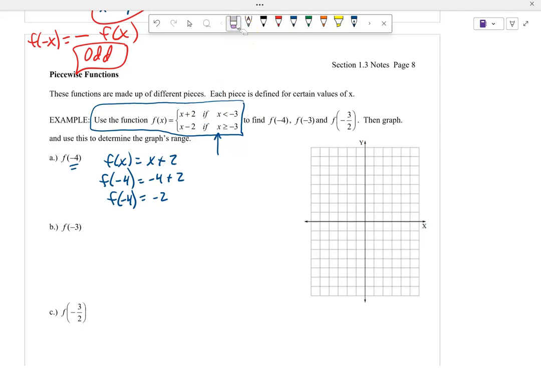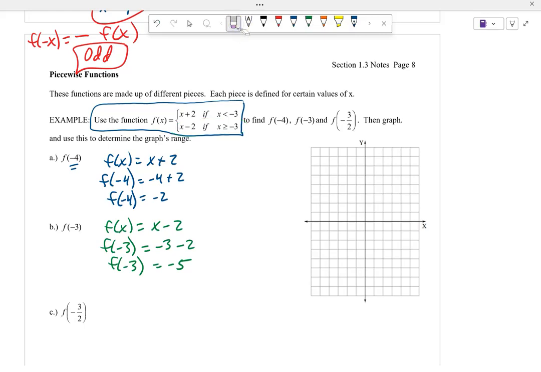Now let's do the next one, f of negative 3. So then I'm asking, is negative 3 less than negative 3, or is negative 3 greater than or equal to negative 3? And hopefully you know that it is equal to. So you're using the bottom one. Since negative 3 is greater than or equal to negative 3, you're going to use the bottom one. So f of negative 3 ends up being negative 5.